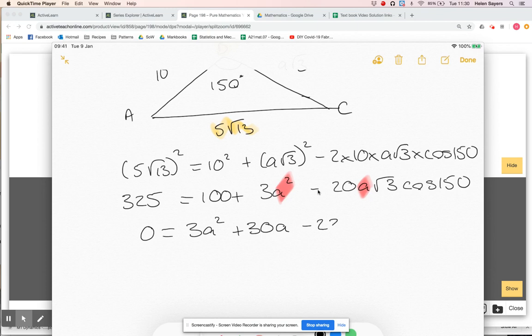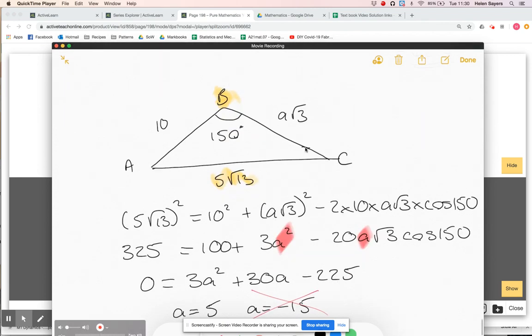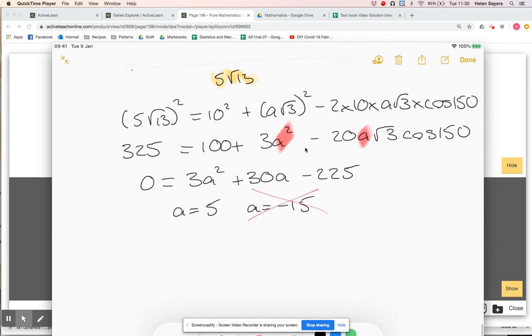Then I've got 100 minus 325. I'm going to be lazy and do that straight into my calculator, going to the quadratic solve mode. So A is 3, B is 30, C is minus 225, and I'm getting A is 5 or A is minus 15. In the context of this question, that does not make sense. I would still write it, but A cannot be negative because A times root 3 is supposed to be a length. So A is 5 is the only valid answer.